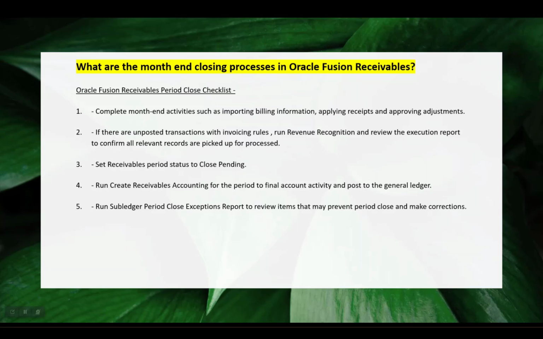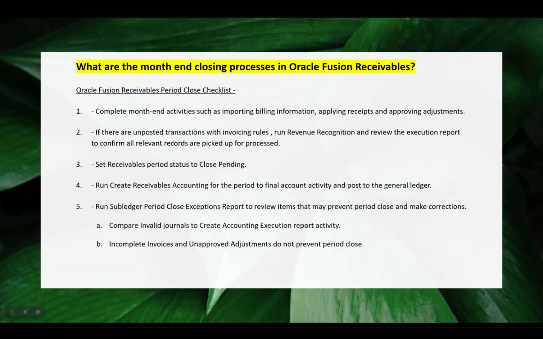Run the subledger period close exceptions report. Why? To review items that may prevent period close and make corrections, for example, comparing invalid journals to create accounting. Incomplete invoices and unapproved adjustments don't prevent period close. So if you have a lot of incomplete invoices or unapproved adjustments, it will not prevent you from closing the period.